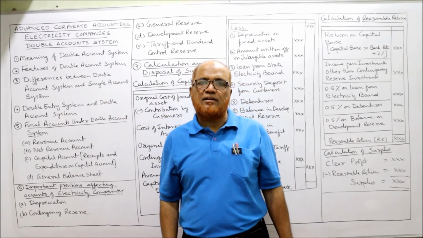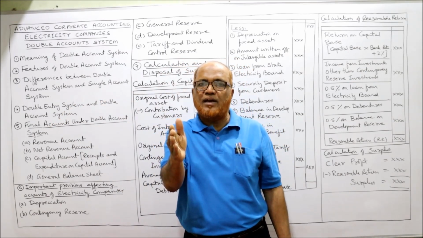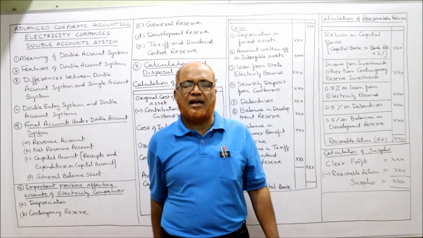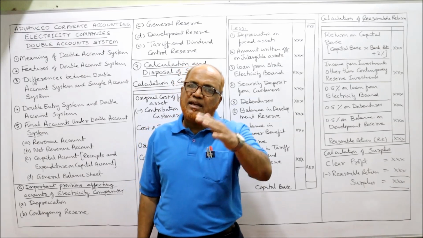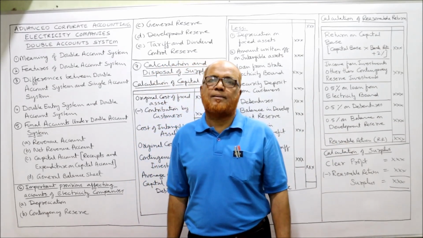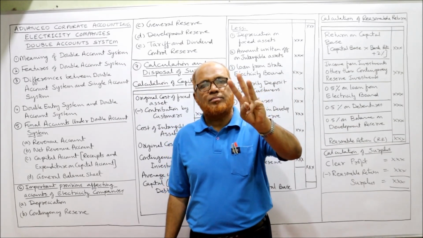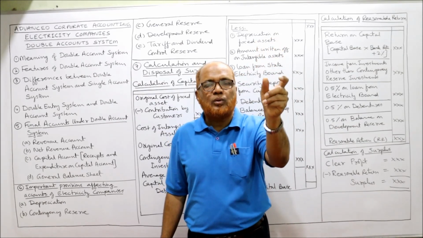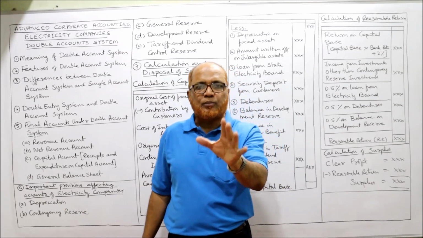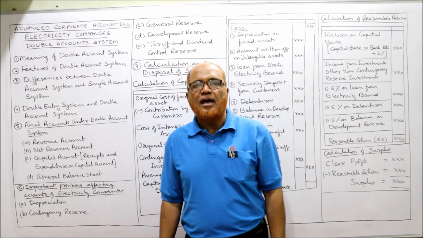On the receipt side: receipts at the beginning of the year, receipts during the year, total receipts at the end of the year. Similarly, we are going to make 3 columns on the debit side also, the expenditure side. On the expenditure side, 3 columns: expenditure up to the end of last year, or the beginning of the current year.